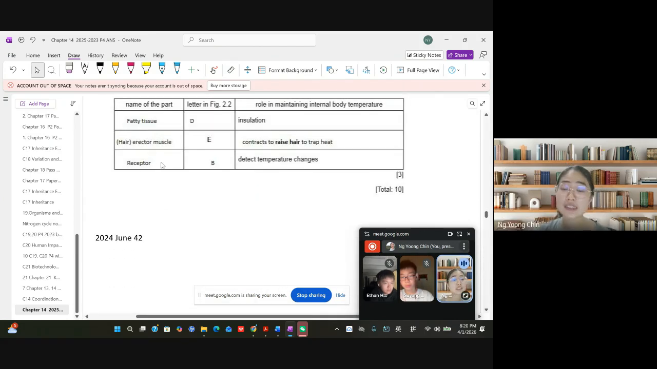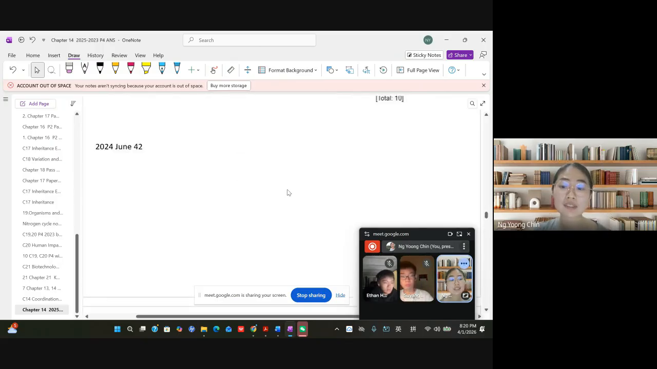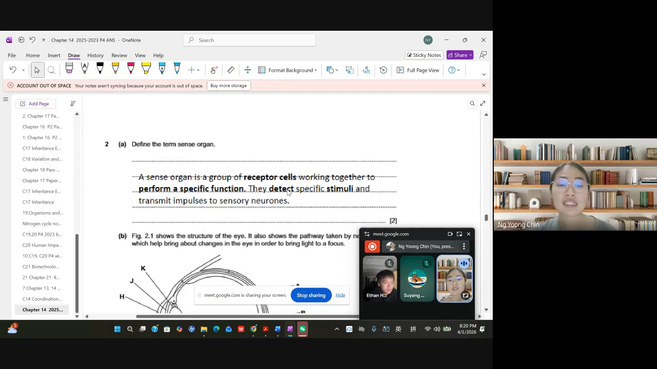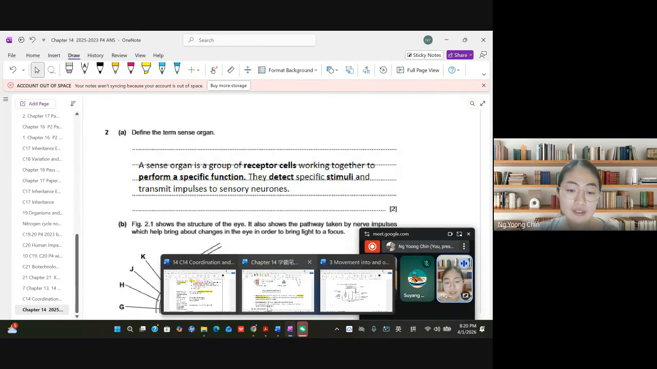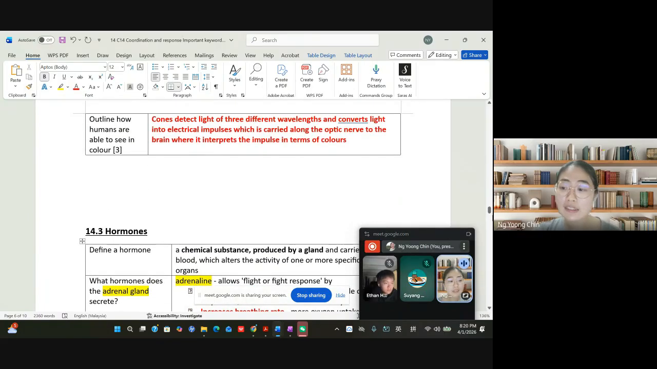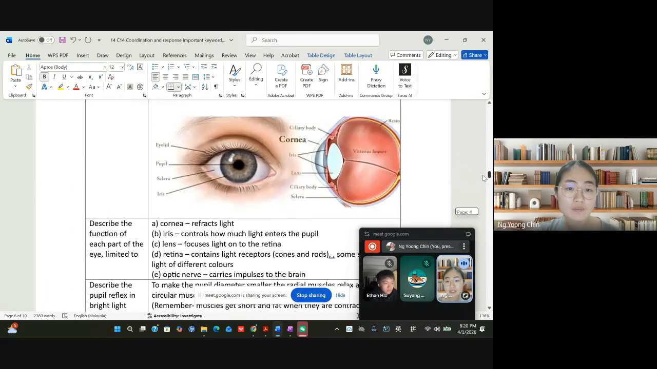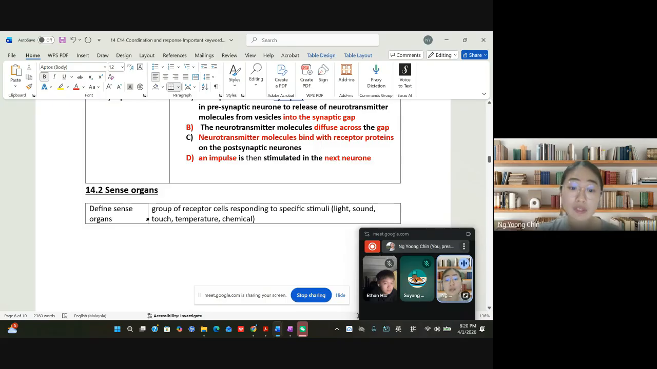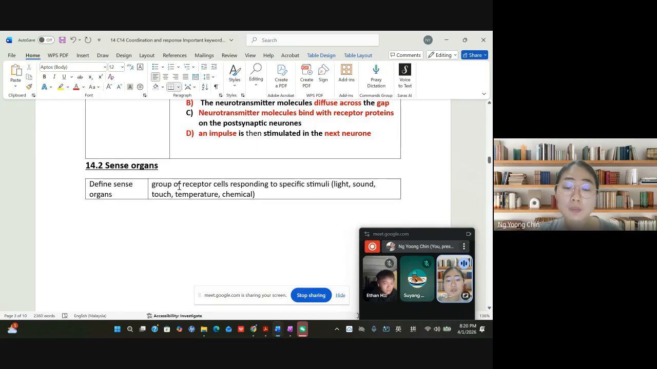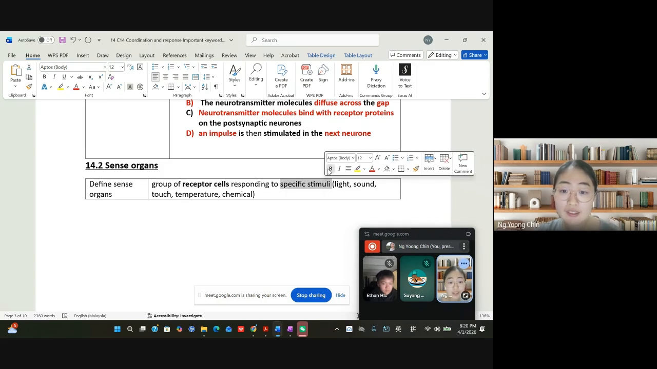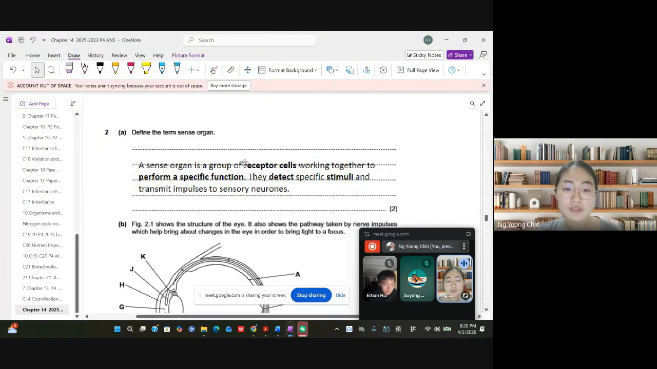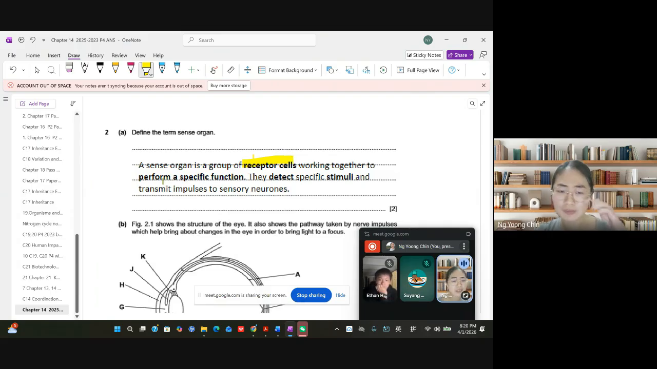So the receptor just detects any temperature change. This temperature change is referred to as what? Stimulus, any kind of stimulus. And then for this one, sense organs. Let me explain what is meant by sense organ. Sense organ is a subtopic in chapter 14. You should know how to define it. Sense organs refer to a group of receptor cells that respond to specific stimuli. So sense organs are a group of receptor cells working together to perform a specific function.